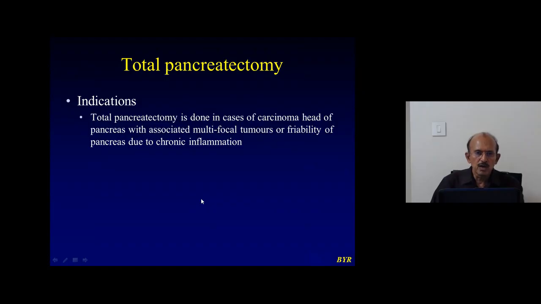Sometimes you have to go for total pancreatectomy. This is done in case of carcinoma head of the pancreas with associated multifocal tumors or friable pancreas due to chronic inflammation. Sometimes there may be associated chronic inflammation. So the pancreas is friable. Then in such a case, if you do the anastomosis of the body of the pancreas to the jejunal loop, there is a chance of pancreatic leakage. Pancreatic leakage causes a lot of morbidity. That is why you remove the whole of the pancreas.